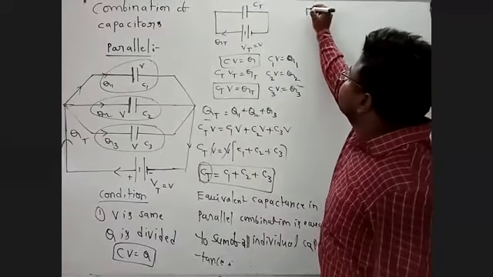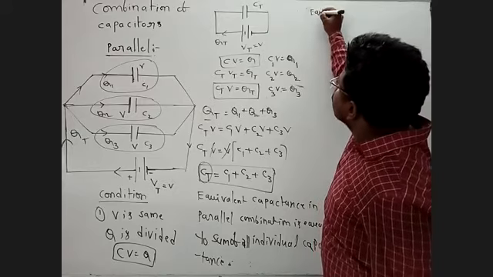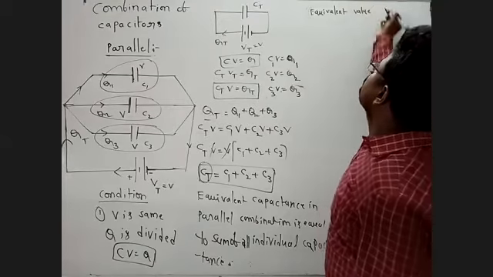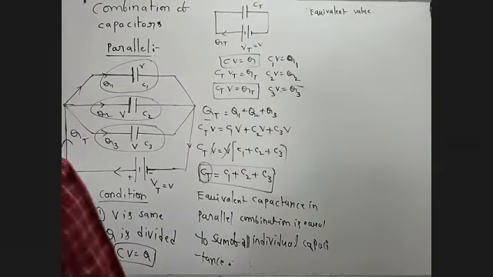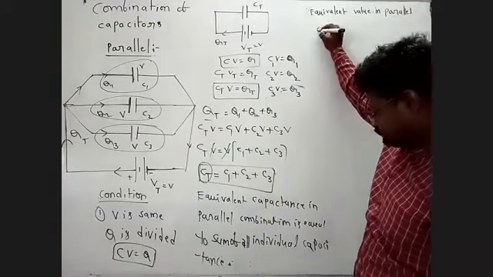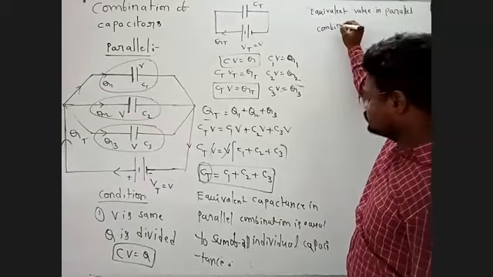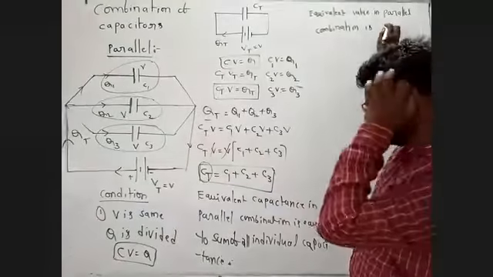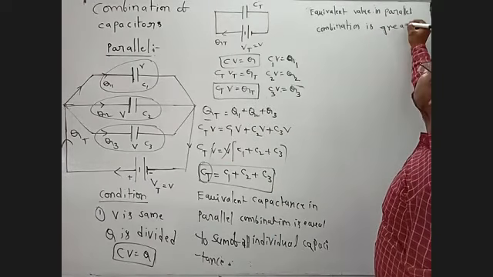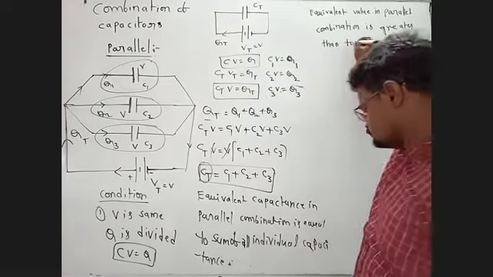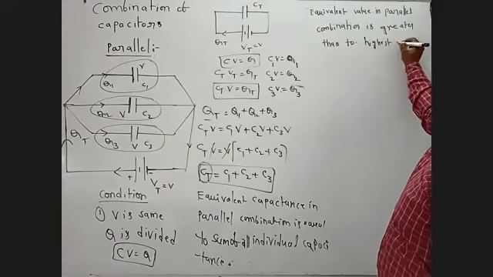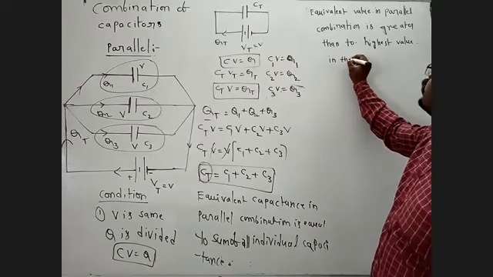Next, the equivalent value. The equivalent value in the parallel combination is always greater than the individual values, greater than the highest value in the combination.